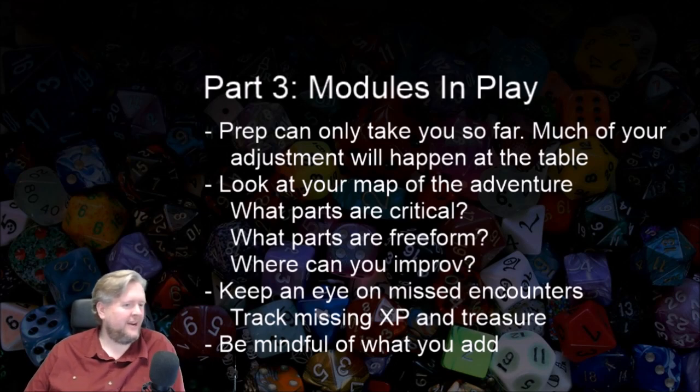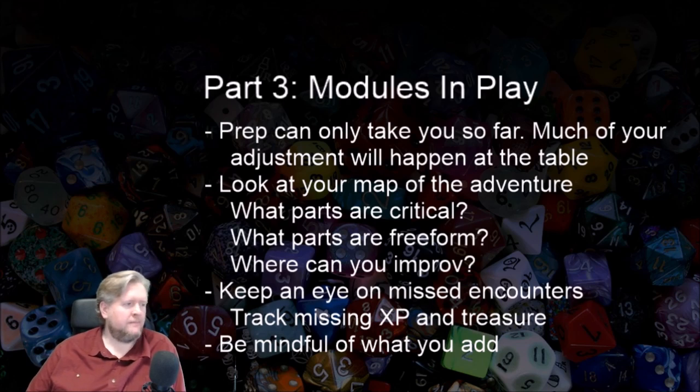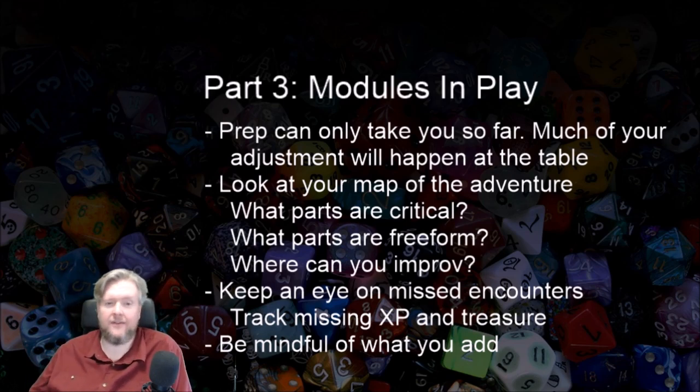All right, so to sum up, part 3, modules in play. Prep can only take you so far. Much of your adjustment will happen at the table. You're going to want to look at your map of the adventure and determine what parts of the adventure are critical. This is all about identifying choke points. These are usually your transition points. If you remember in part 1, I said pay attention to those. Now you know why you want to pay attention to those. Because those transition points are really quite critical, usually. You get from A to B because of some clue, or because of some breadcrumb, or because of some chase. You will still need to have those in the adventure, even if the players do part 1 entirely different than the module expects.